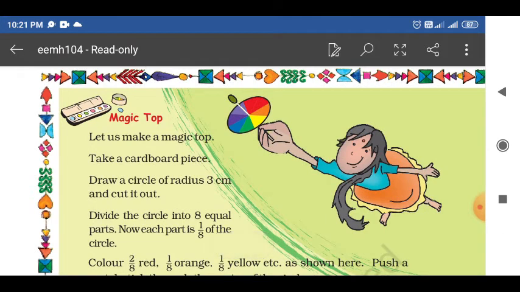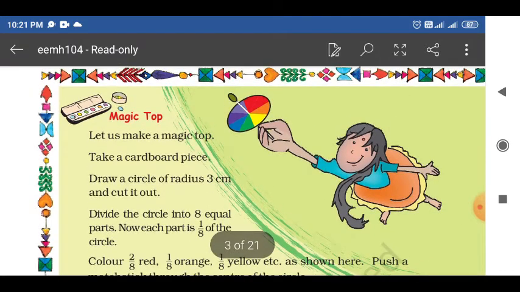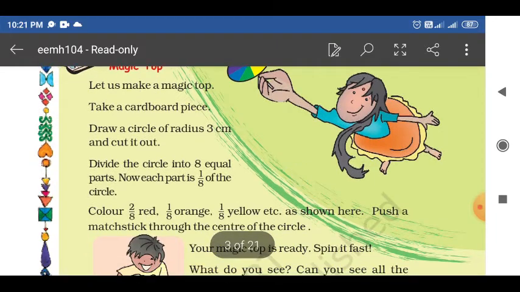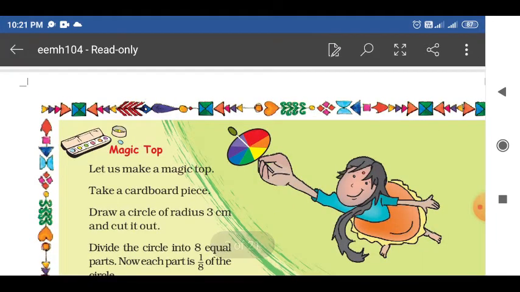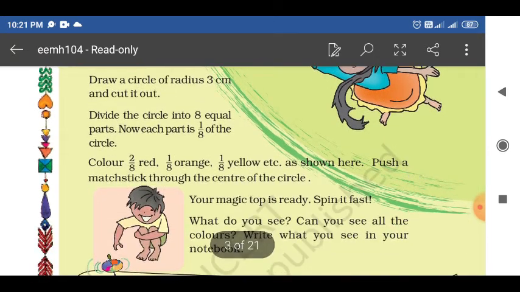Now each part is how much? It is having one top. It is having how many equal parts? 8 equal parts. So that is the reason it is 1 by 8. Each part is 1 by 8. Color 2 by 8 red. See, 2 by 8 means the two parts you have to take and color with red. 1 by 8 orange, 1 by 8 yellow.